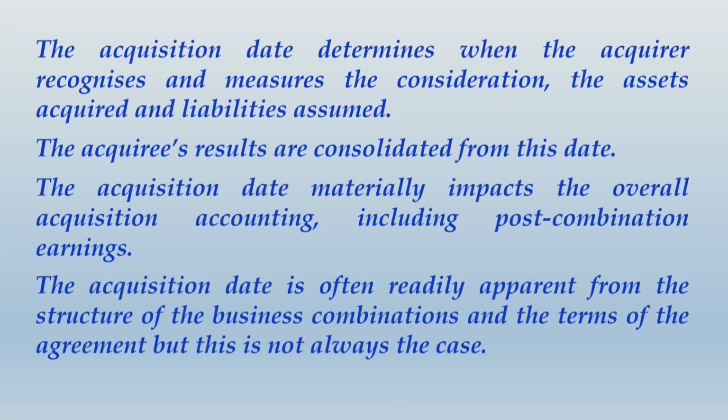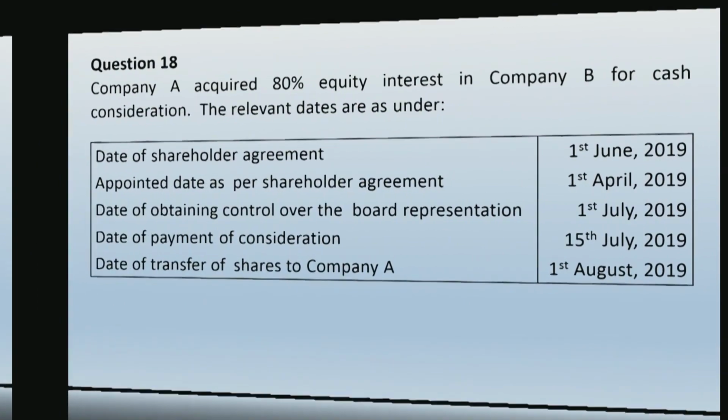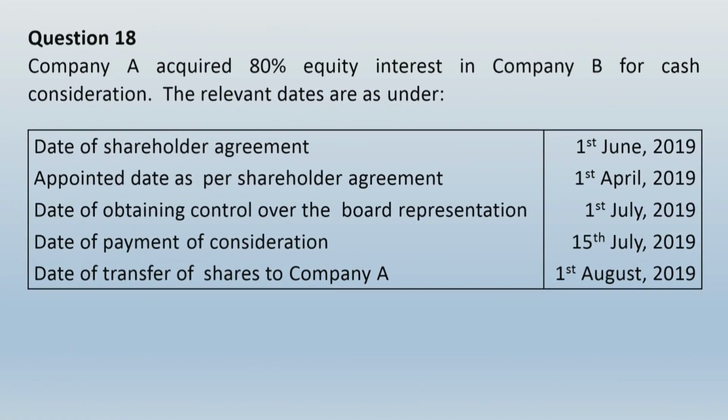Alright friends, you would have finished writing these notes. Let us move ahead and now take up question number 18. Let us read this question. Company A acquired 80% equity interest in Company B for cash consideration.